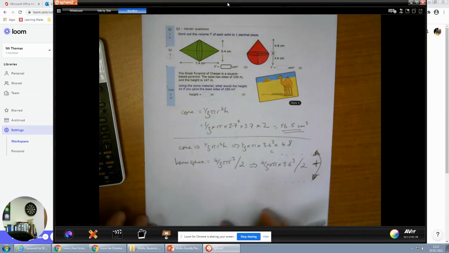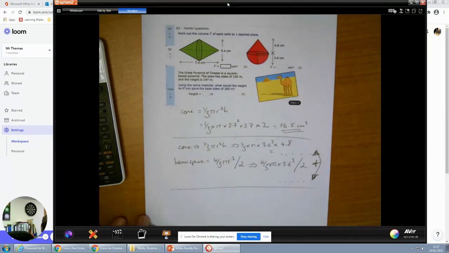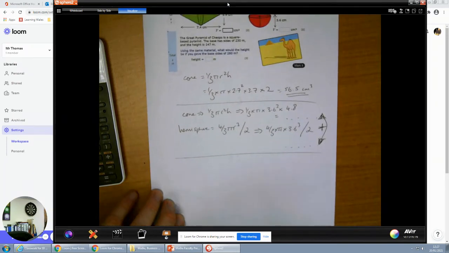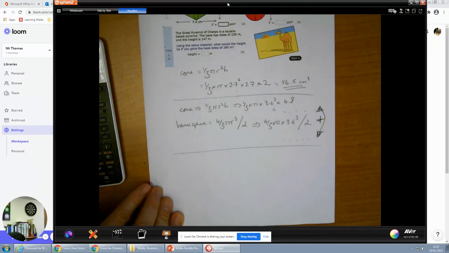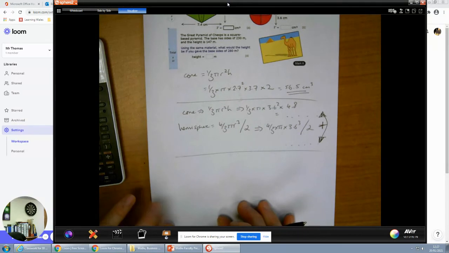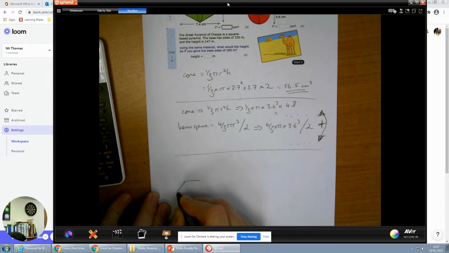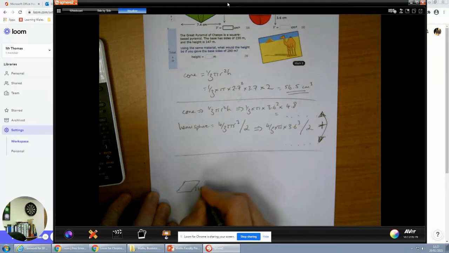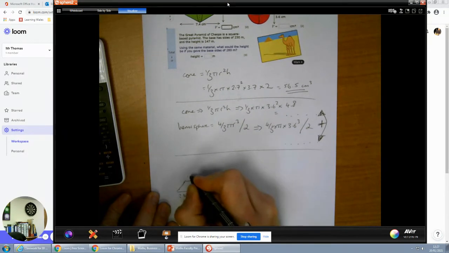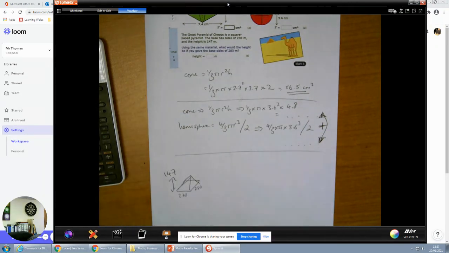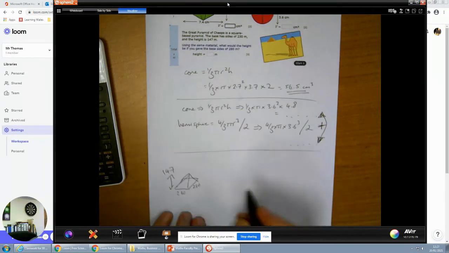Okay? Right, and the last one is usually the trickiest, and I got a feeling it is. Let me just scroll it up a little. It says the Great Pyramid of Cheops is a square-based pyramid, and the base has sides 230 meters, and the height is 147, right? So in my best artistry, no laughing here. So that's 230, that's 230, there's the top of the pyramid, and the height of it is 147. All right, so what's the volume of that pyramid?